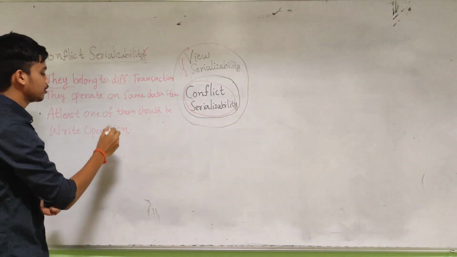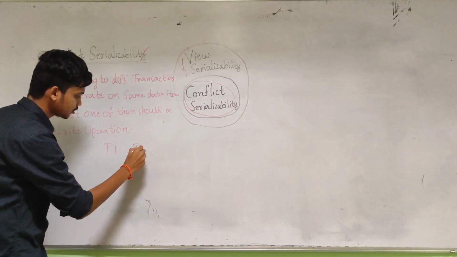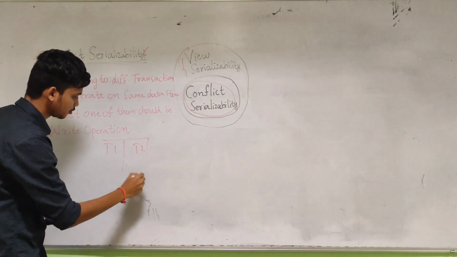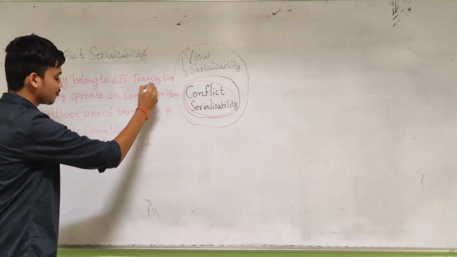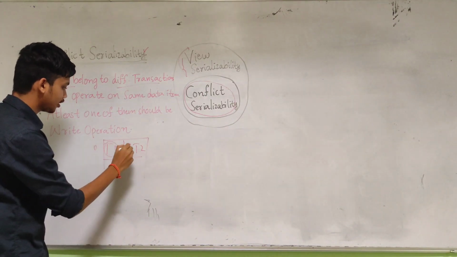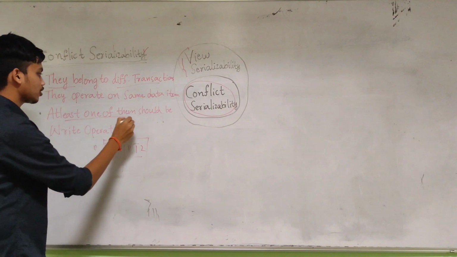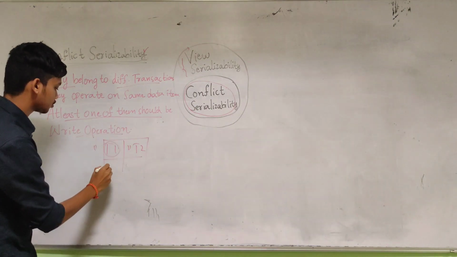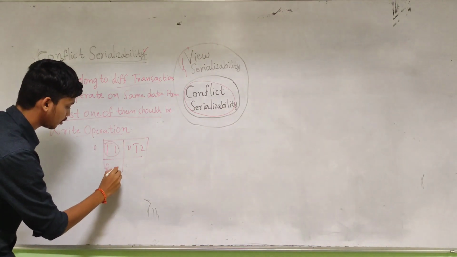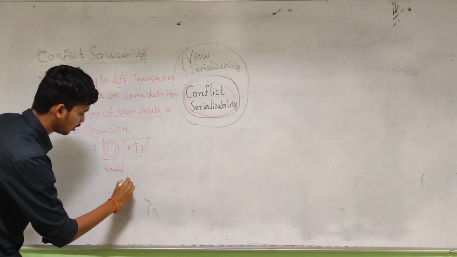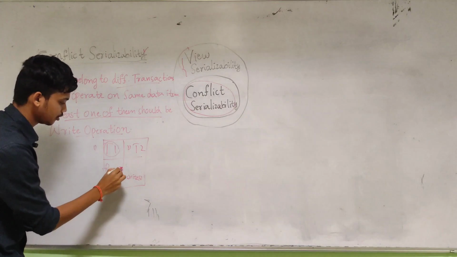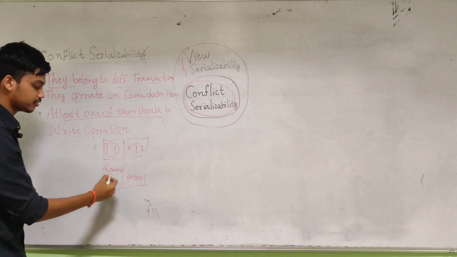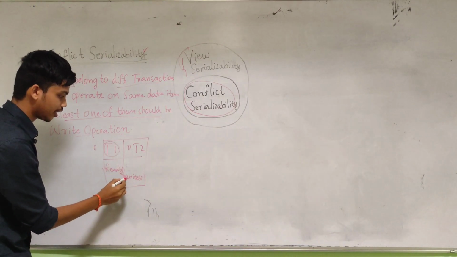For conflict serializability, if you take two transactions T1 and T2, they should be different transactions. That is the first condition, and at least one of the operations should be a write. If I take read of P in one and write of P in the other, this is a conflict. You see, this is a conflict like this.